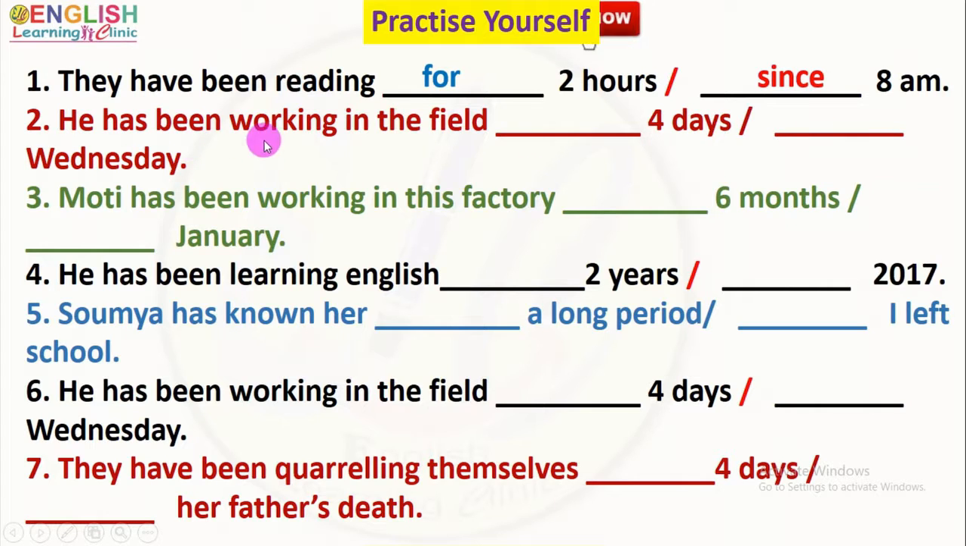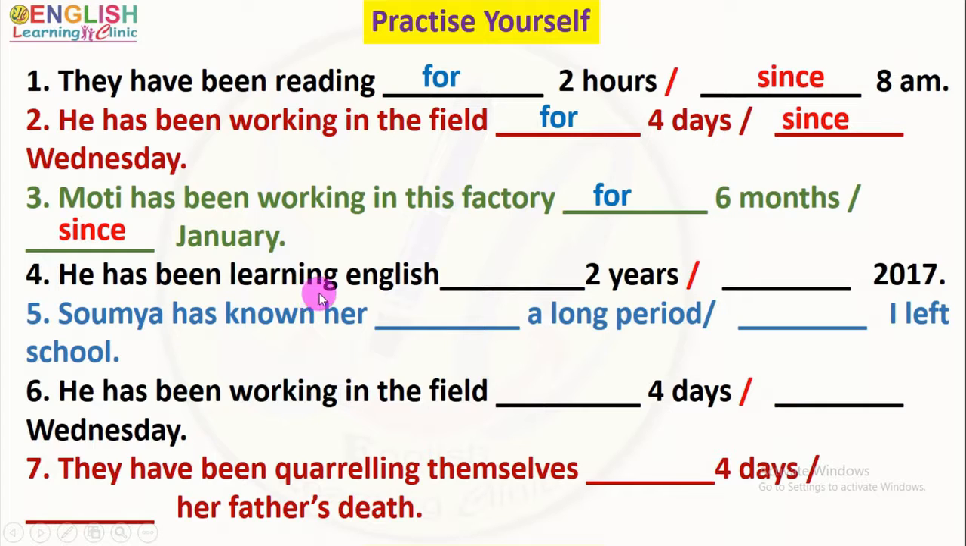He has been walking in the field dash 4 days or dash Wednesday. It indicates a period of time, so "for" is used, but this indicates a point of time, that is the name of the day, since Wednesday. Moti has been working in this factory dash 6 months, which indicates a period of time, or dash January. It indicates a point of time because it is the name of the month. It particularizes the time. So before it, "for" is used, and before it, "since" is used.